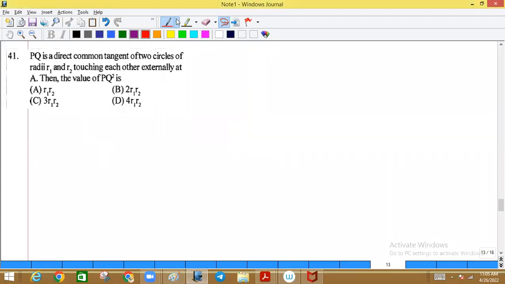PQ is the direct common tangent of two circles of radius R1 and R2 touching each other externally. Then what is the value of PQ square? See, the length of tangent PQ, or PQ square, is equal to D square minus (R1 minus R2) whole square. This is the formula.